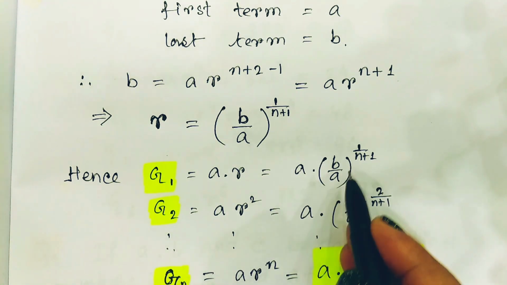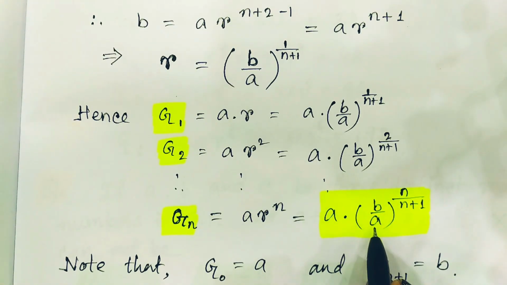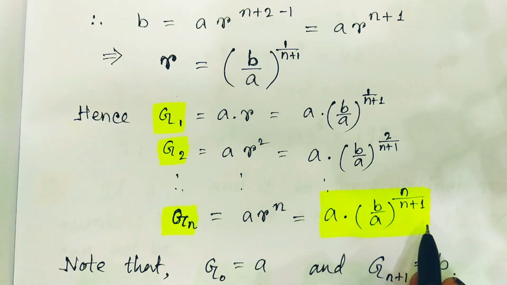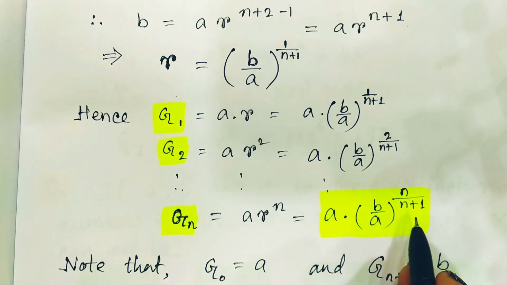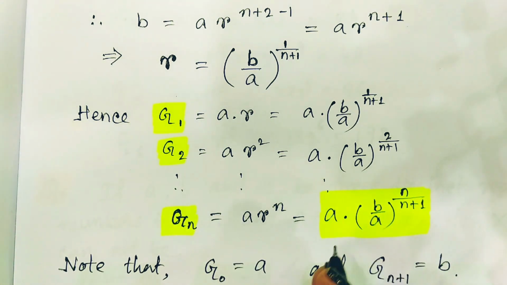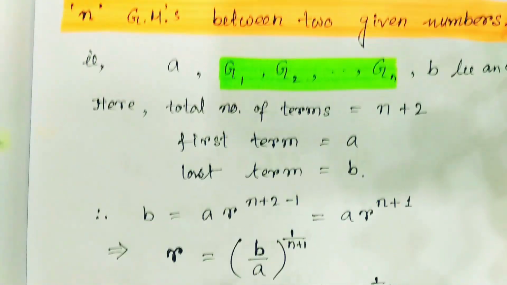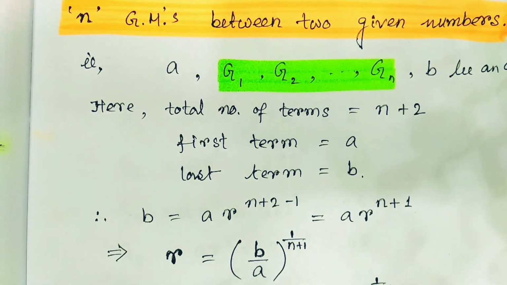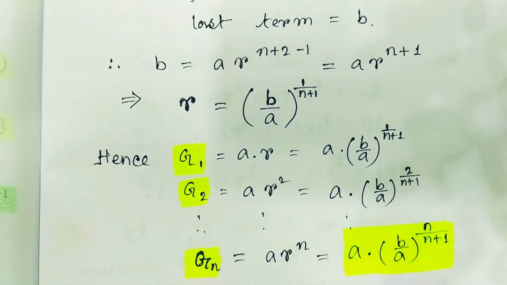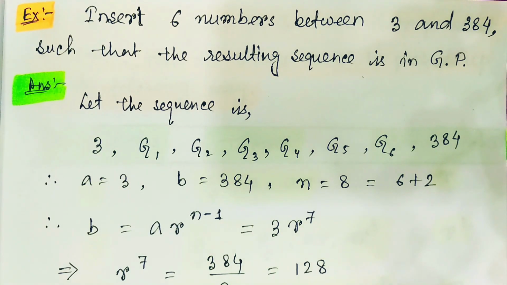Similarly, g2 is nothing but instead of this one it becomes 2. If it is gn, then it is a into (b by a) whole to the power of n by n plus 1. So in this way we can find the nth term or nth geometric mean. Over here we can say that g0 is a and g(n plus 1) is b. I hope you can understand from here that we can multiply all those terms and take the geometric mean of this one also. So in this way, by using this formula, we can insert any number of geometric means between two given numbers. Let us do an example corresponding to that.